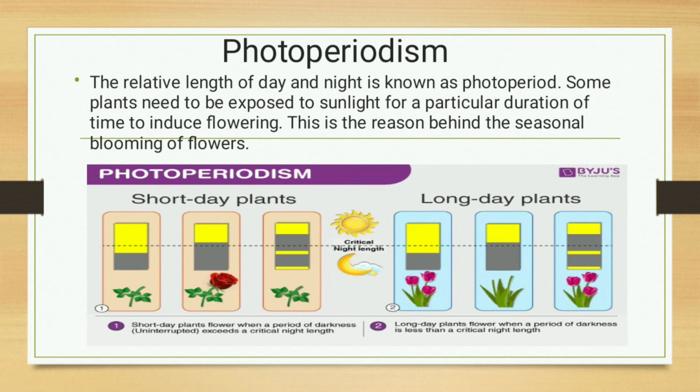So, what is photoperiodism? The relative length of day and night is known as photoperiod, and some plants need exposure to sunlight for a particular duration of time to induce flowering. This is the reason behind the seasonal blooming of flowers.